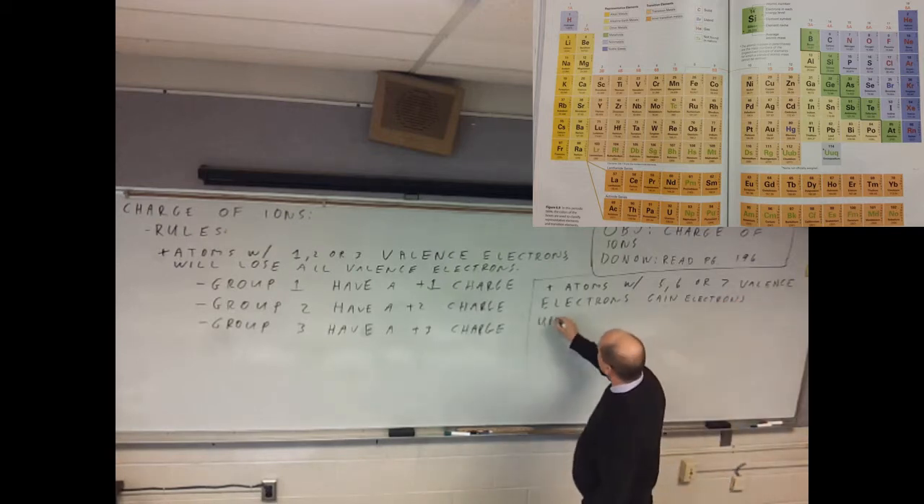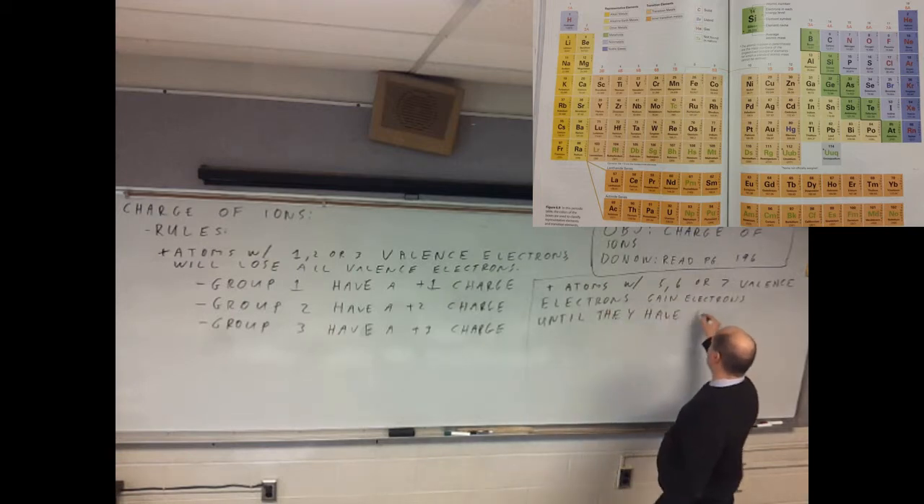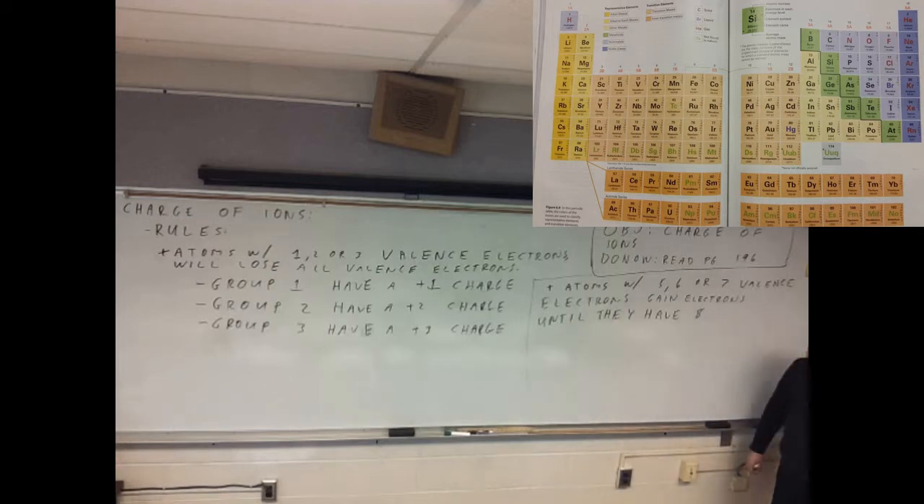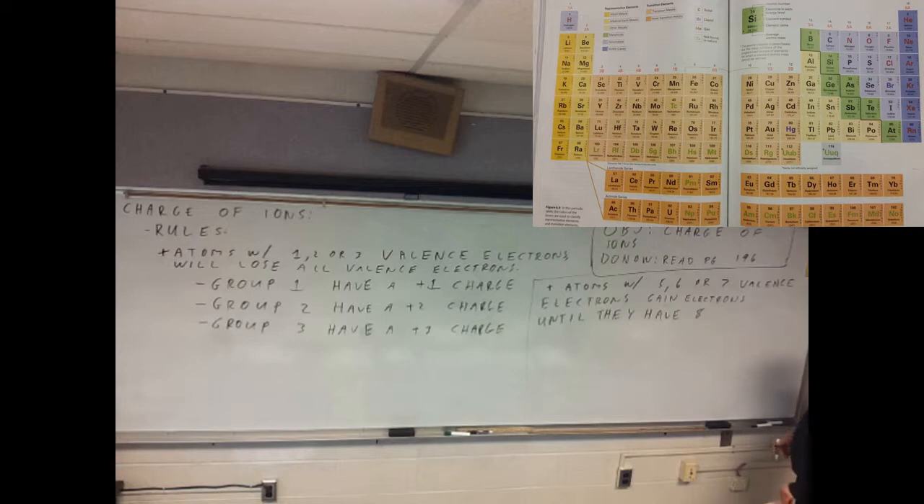until they have 8. Are we supposed to leave the space for like group 4? No, I'll do group 4 at the end. Don't worry about it. These are the ones that are more constant, and so that's why I do them first, because the rules are consistent with those. When you say 8, you mean like in the outer shell? 8 in the outer shell, yeah. So they have 5, 6, 7 valence electrons. They're going to keep gaining until they get to 8 valence electrons.